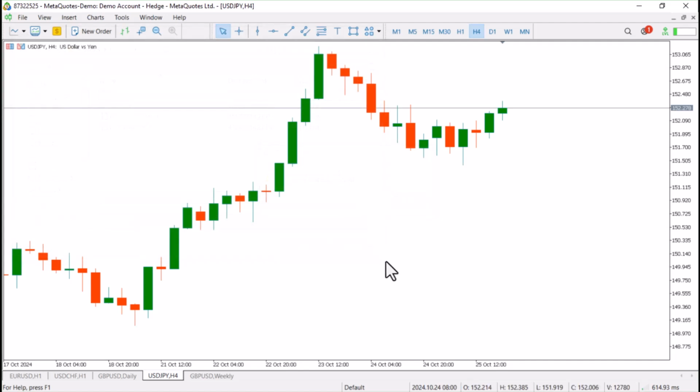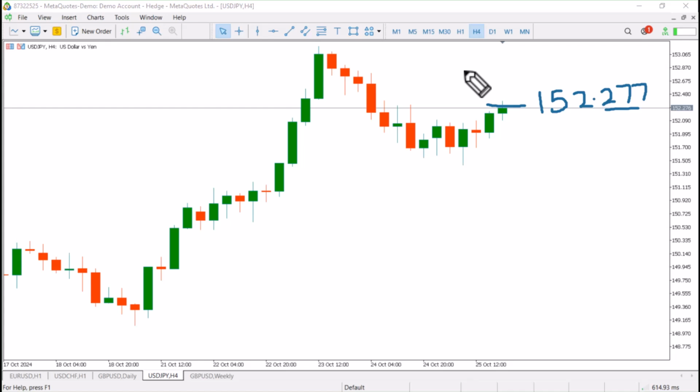Right, good. Now let's say, for instance, price is trading at this level of 152.277, and then we are okay to sell at this price level. The type of order we use is instant sell order. That means our entry will be here, our stop loss will be above since we are selling, and our take profit will be below. So this will be our TP and our stop loss above and our entry. Right, now let's wipe that out.